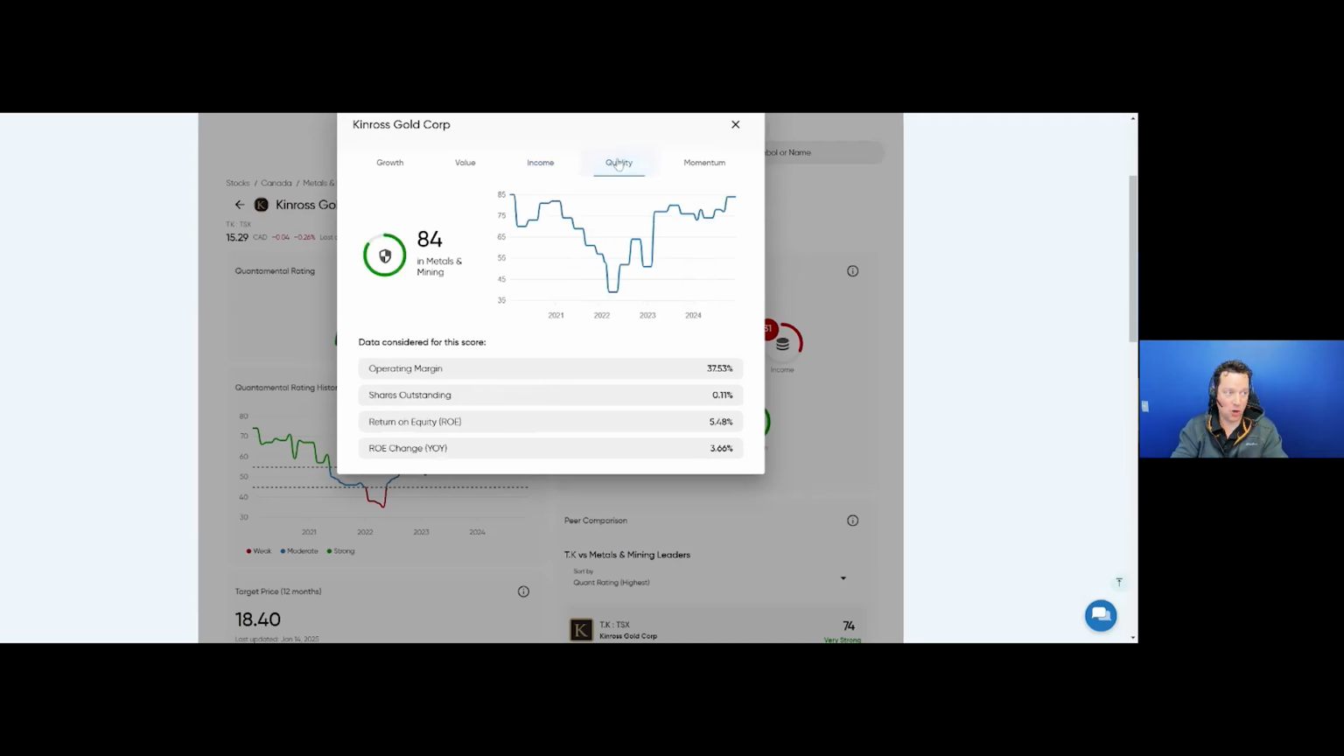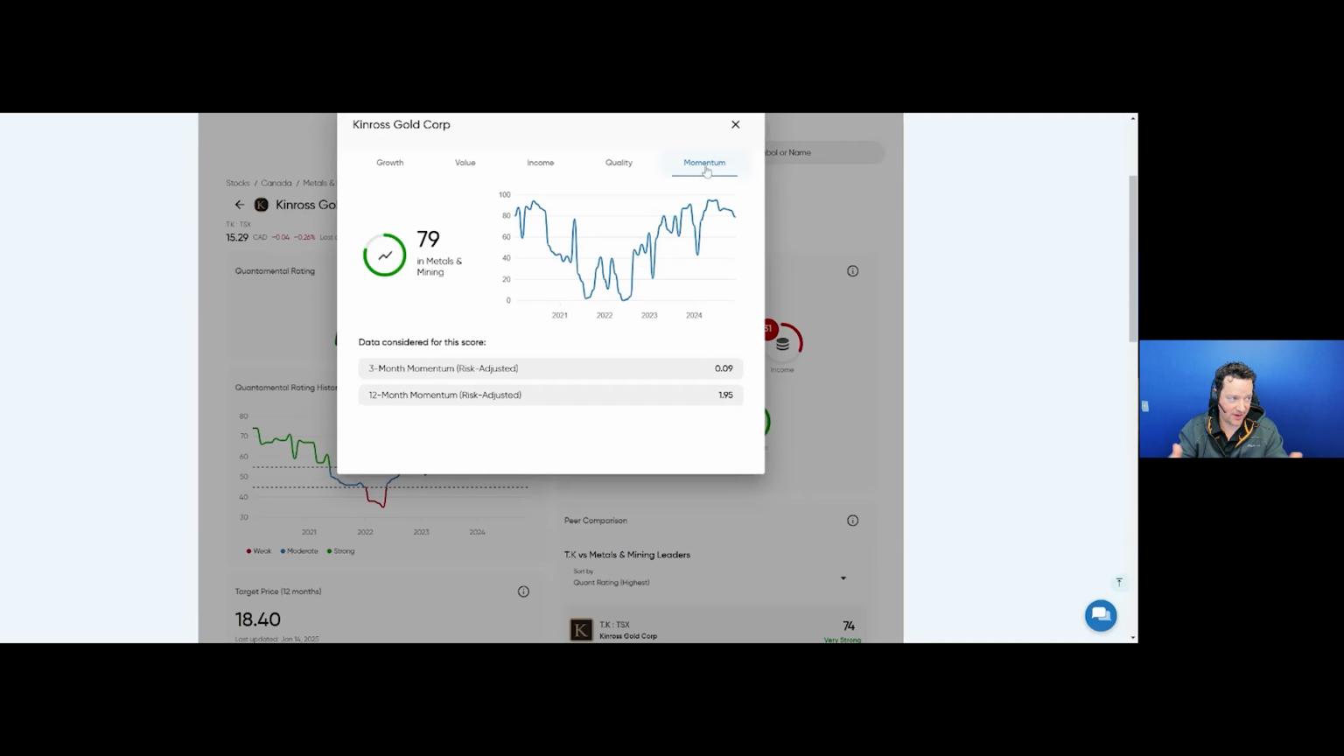Then we have overall quality. This is pretty high rated. Operating margins look pretty good, 37%. Again, among its peers. We have low shares outstanding. Return on equity is 5.48%. It's pretty decent. I like things more in the 10% range personally, but not bad. Again, and then we have the return on equity change, up 3.6%. So that's trending better. And then we have momentum.